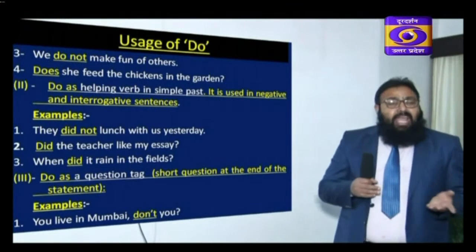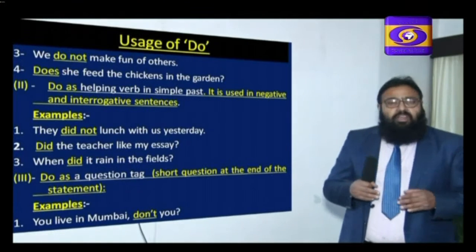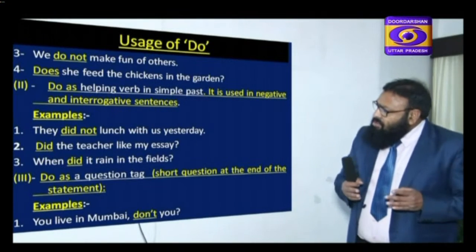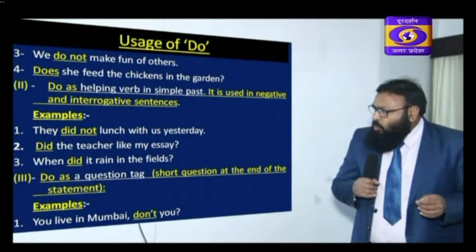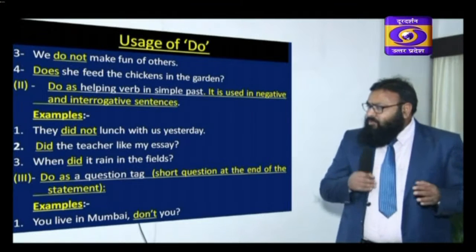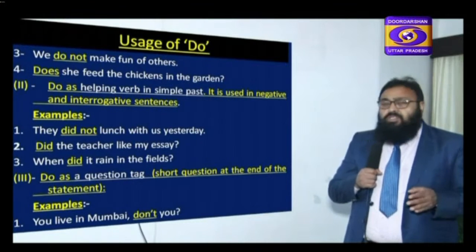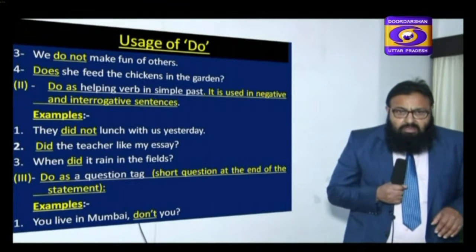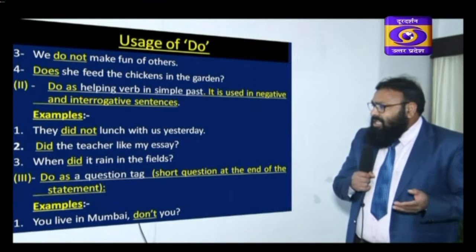Did the teacher like my AC? Once again, did is the helping verb, and it is an interrogative sentence. It is helping the verb like to make it interrogative, yes or no type. When did it rain in the fields? Did is once again a helping verb. It is helping the main verb rain, and it is interrogative, WH type. So it is coming before the subject, it.